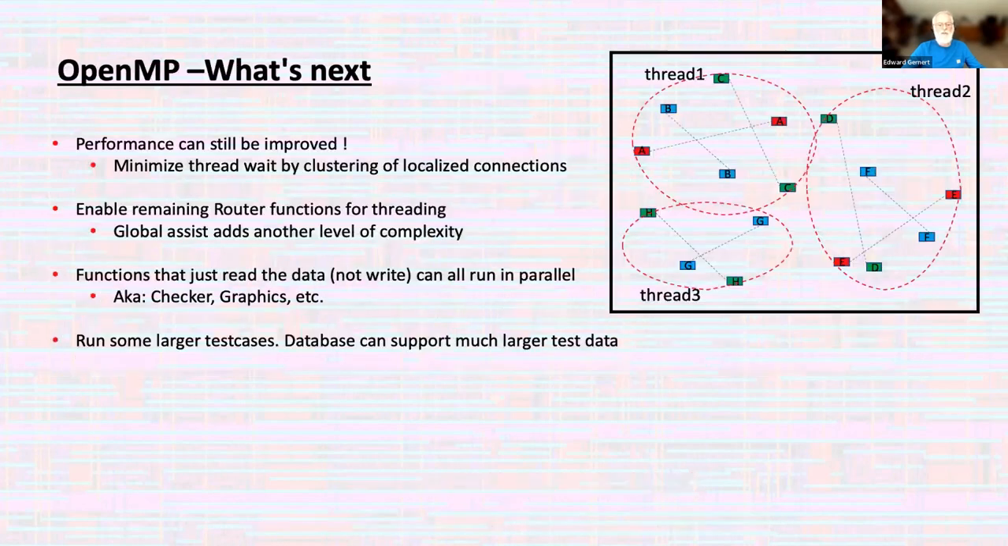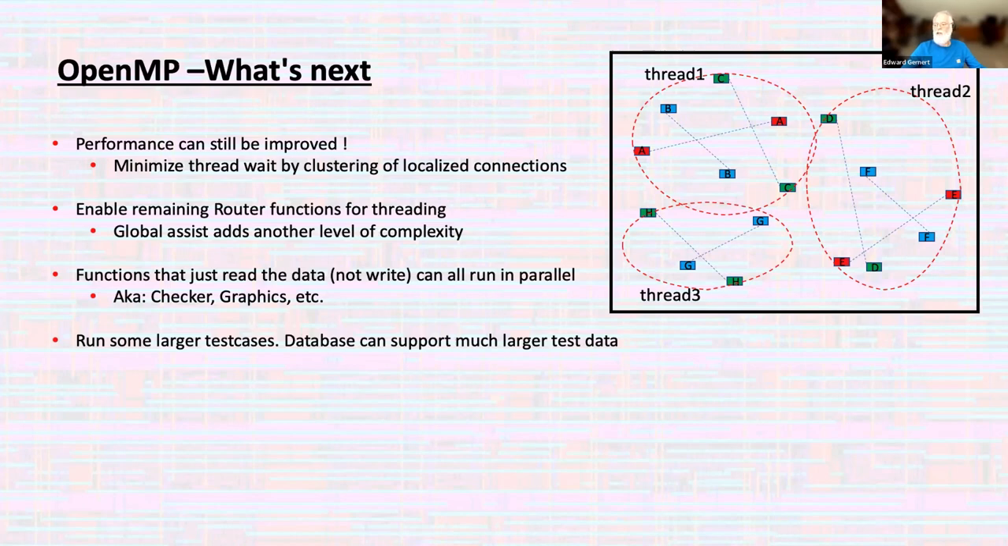So what's next for us? Performance with threading can still be improved. We're going to minimize waiting of the threads by clustering of localized connections. So the picture on the right, net A, B, and C, those don't need to be threaded because ultimately one or two of them are going to be waiting for the next thread. So we can run them on the same thread. So A completes and B starts and then C starts on thread 1. In the meantime, thread 2 can do D, E, and F, and there's no waiting. The same with thread 3, can do G and H.